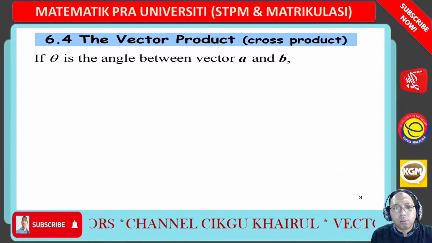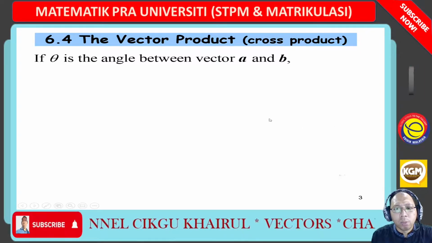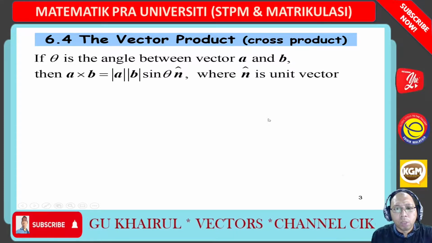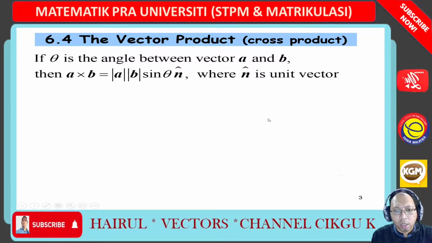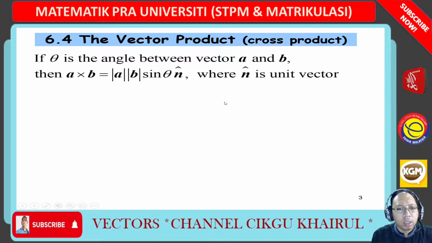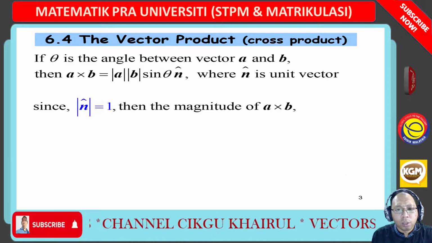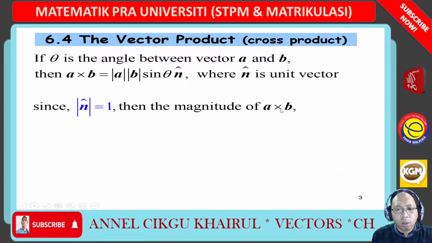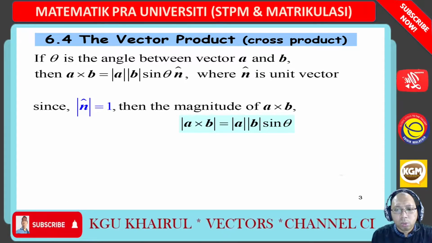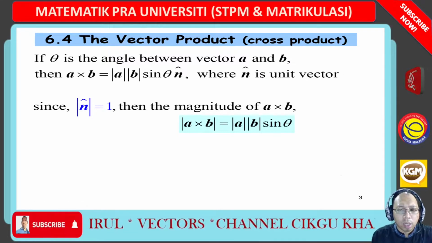Okay, what is vector product ataupun cross product? Okay, let's say if theta is the angle between vector A and B, then A cross B equal to magnitude A magnitude B sine theta times unit vector n, where n is a unit vector. Since the magnitude of the unit vector is equal to 1, then the magnitude of A cross B equal to magnitude A times magnitude B sine theta.